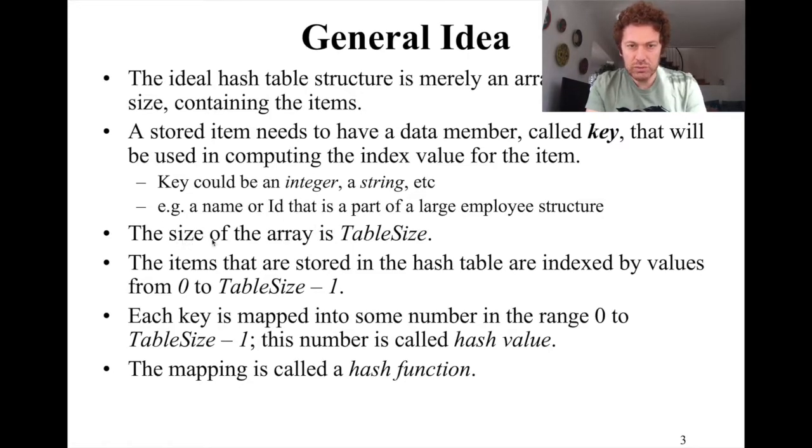So the size of the array is the table size. I will refer to it like that. Each key is mapped into some number in this range from 0 to table size minus 1, and this number is called the hash value. Sometimes they also call it hash code, but let's go with hash value. And the mapping that converts the key into hash value is called hash function.